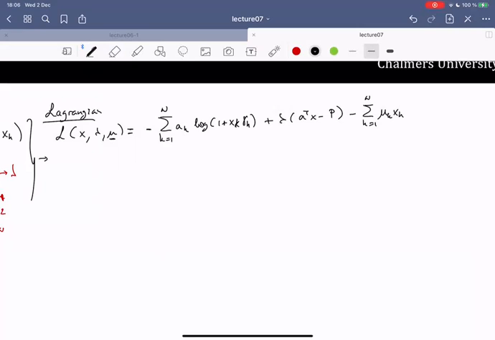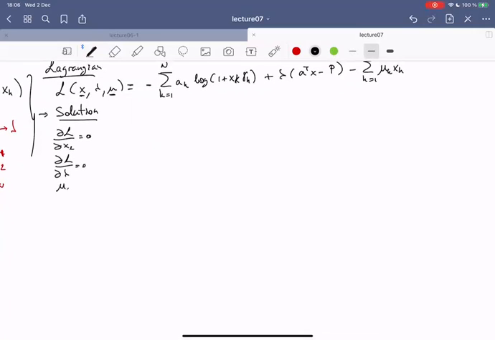Now the solution must satisfy the following equations. So the derivative with respect to x should be 0, so this is a vector. The derivative of the Lagrangian with respect to each x_l should be 0. The derivative with respect to lambda should be 0. Mu_l should be greater or equal than 0 for all l. X_l should be greater or equal than 0 for all l. And x_l mu_l is equal to 0 for all l.